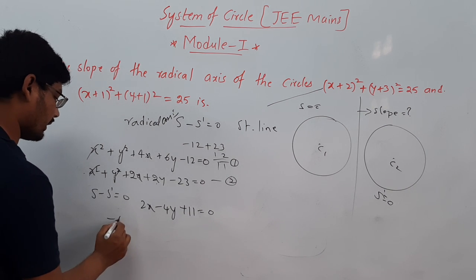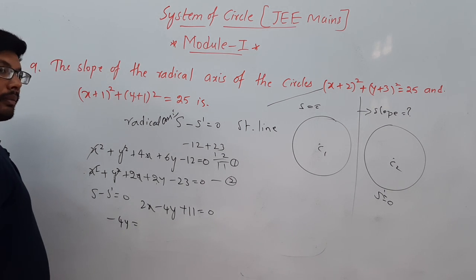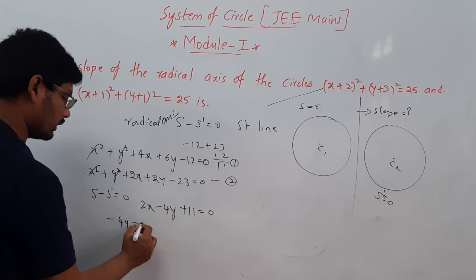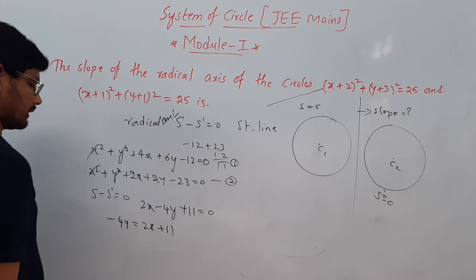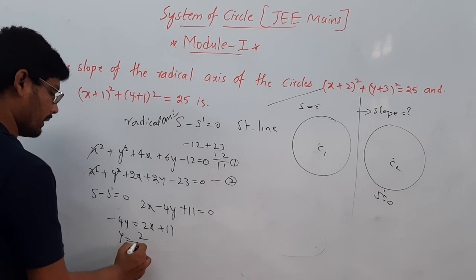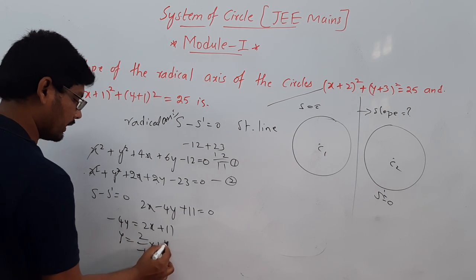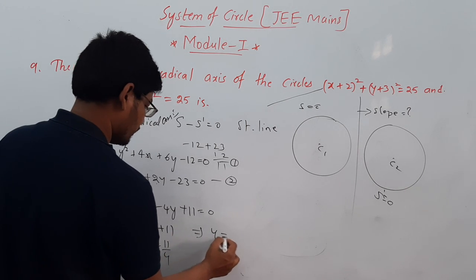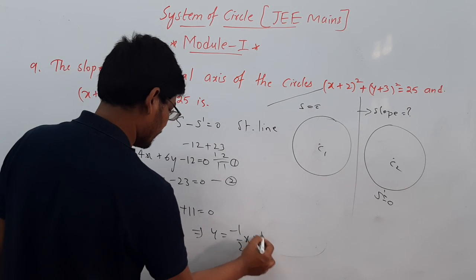So minus 4y is equal to 2x plus 11. Here we want only y is equal to mx plus c. So y is equal to minus 4x by 2 plus 11 by 4. Y is equal to minus 1 by 2 x plus 11 by 4.